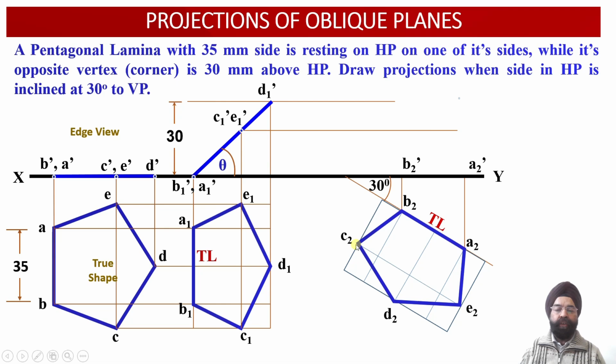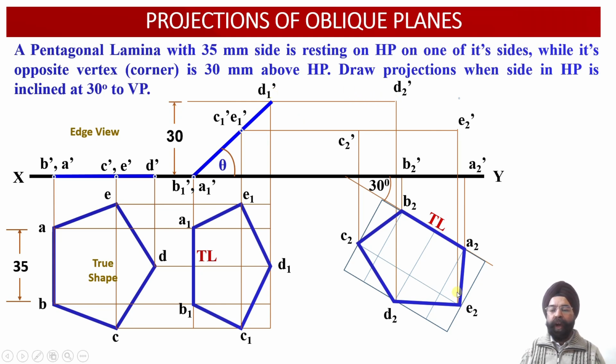Now this is the point C2. From C2, once again, we have drawn a vertical projector in the upward direction, and we have extended it up to the point where it intersects with the horizontal projector drawn through the point C1 dash. So this provides us with the location of point C2 dash in the elevation. Now this is the location of the point D2 in the plan. From D2, once again, we have drawn a vertical projector in the upward direction, extended it till the point it intersects with the horizontal projector line drawn through the point D1 dash.